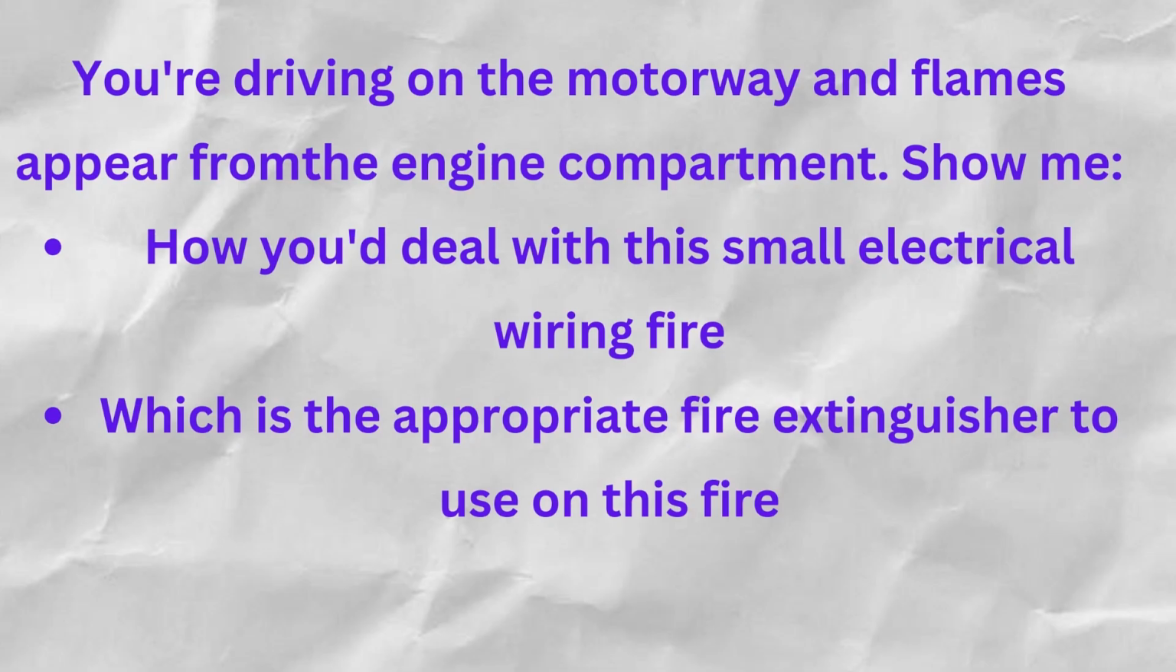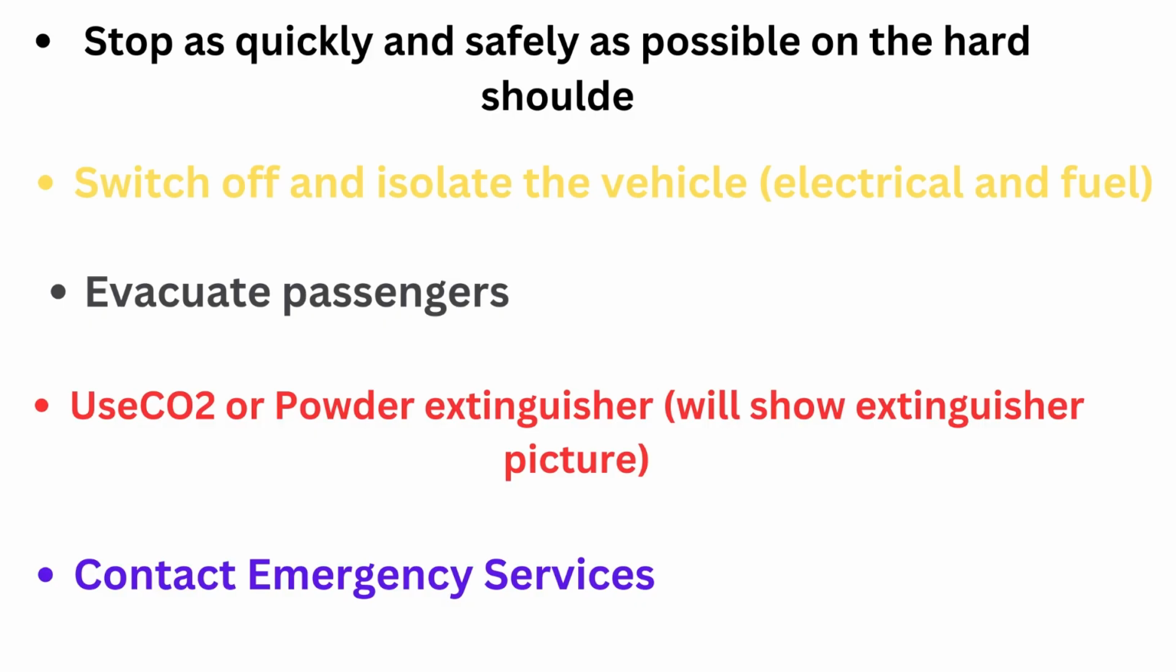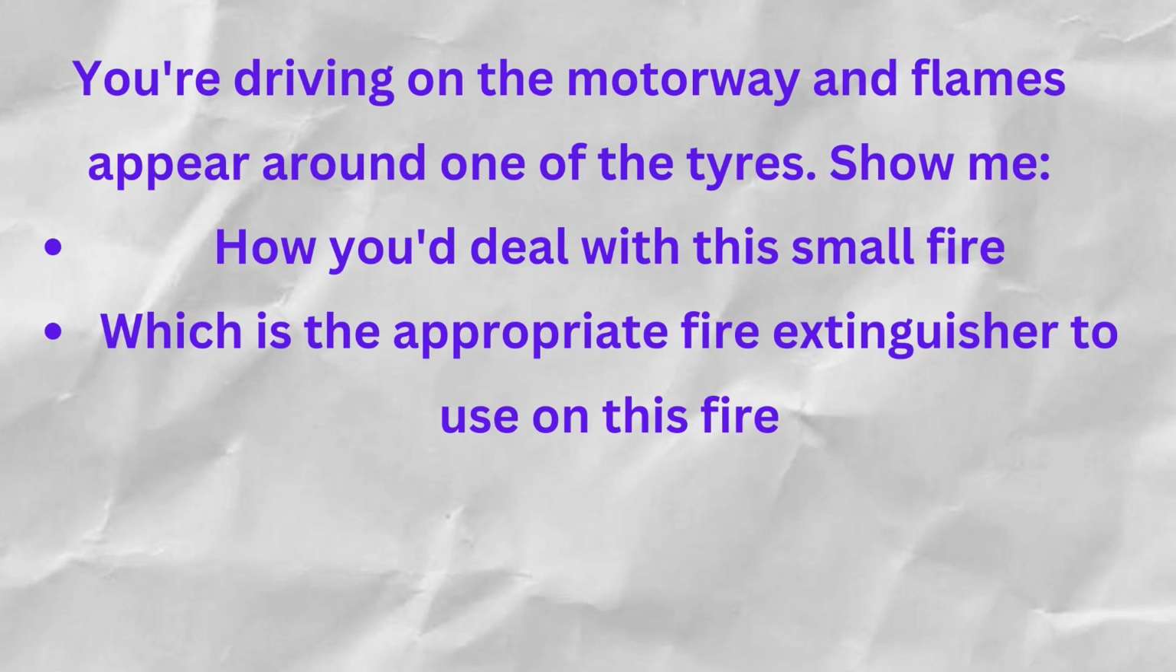You're driving on the motorway and flames appear from the engine compartment. Show me how you deal with this small electrical wiring fire. Which is the appropriate fire extinguisher to use on this fire? 1. Stop as quickly and safely as possible on the hard shoulder. 2. Switch off and isolate the vehicle electrical and fuel. 3. Evacuate passengers. 4. Use CO2 or powder extinguisher. Will show extinguisher picture. 5. Contact emergency services.